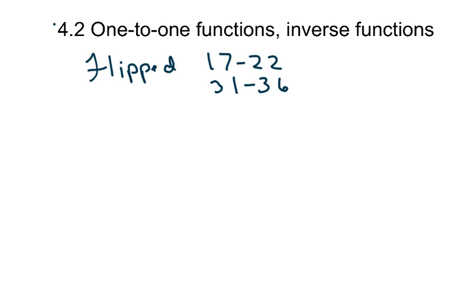This is for your flipped assignment for one-to-one functions and inverse functions. Basically, one-to-one functions means that it must pass a horizontal line test. Now, for it to be a function to have an inverse function. For example, you've seen this before.